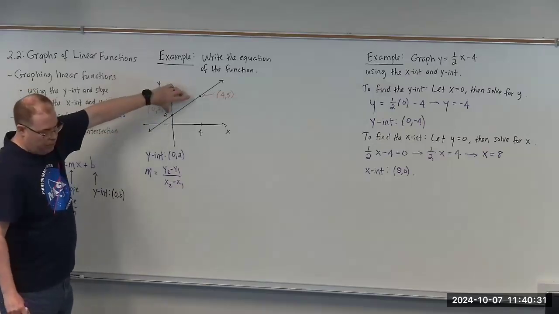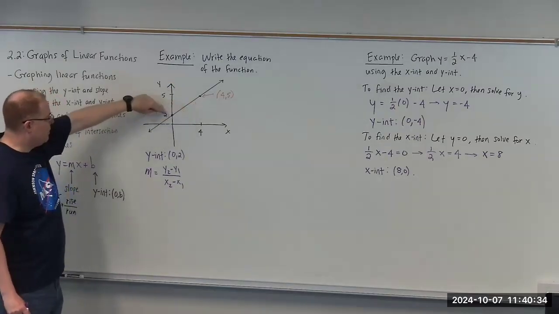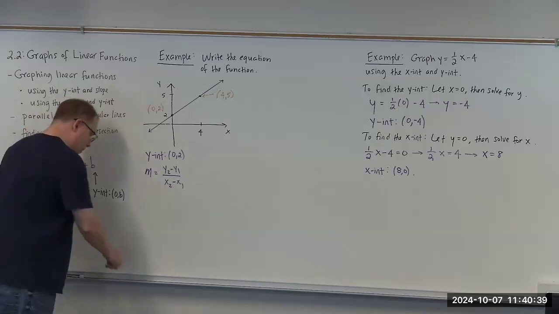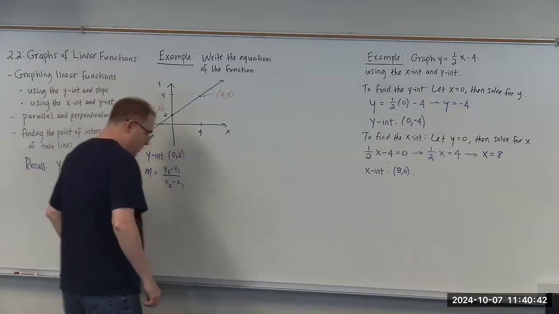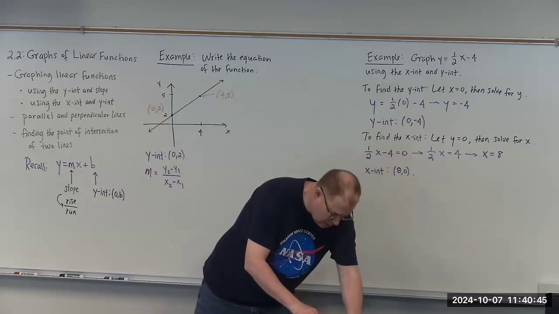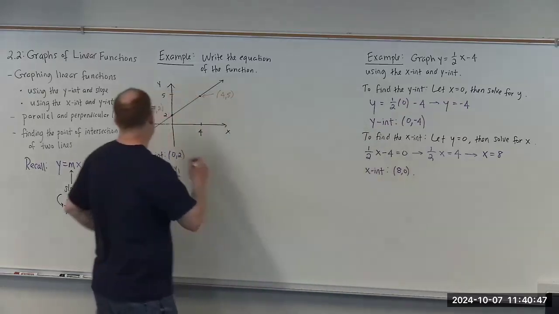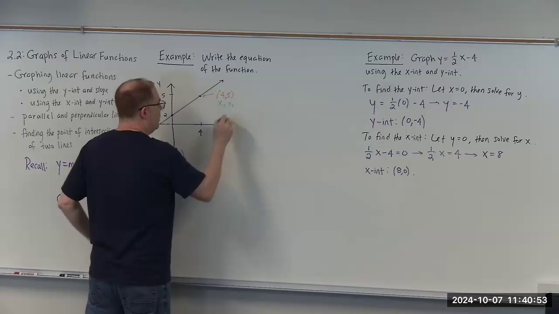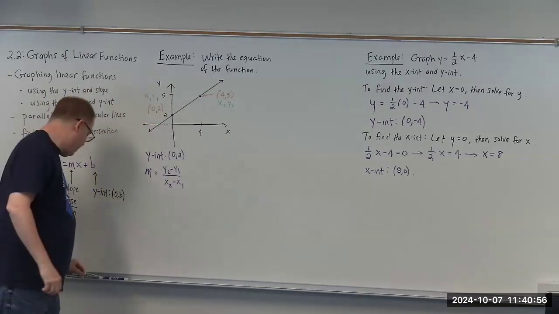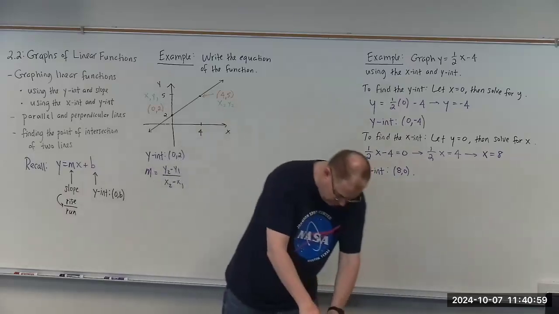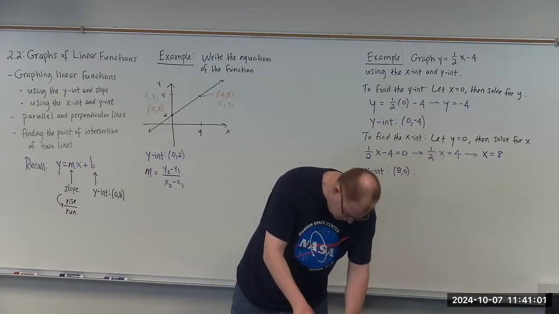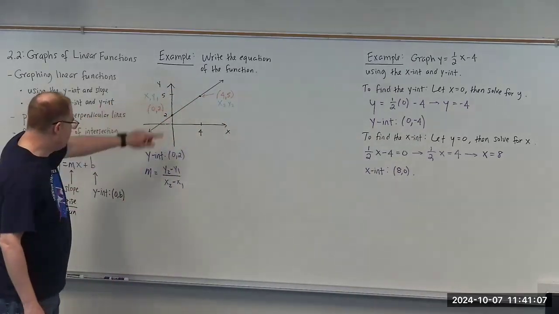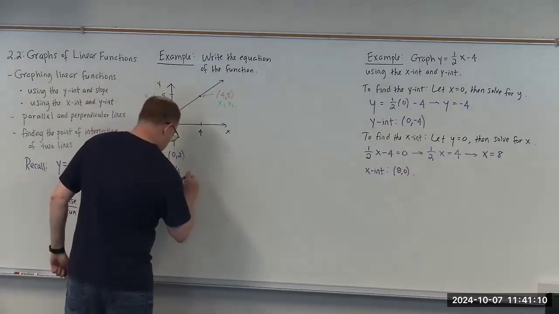But we do have 2 points. We're definitely given this point and this point. So let's go ahead and apply that here. I'm going to call this one x1, y1. I'm going to call this one x2, y2. Okay, so x1, y1, x2, y2, and then we can apply our formula here.